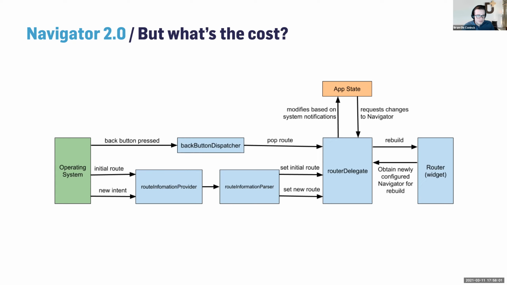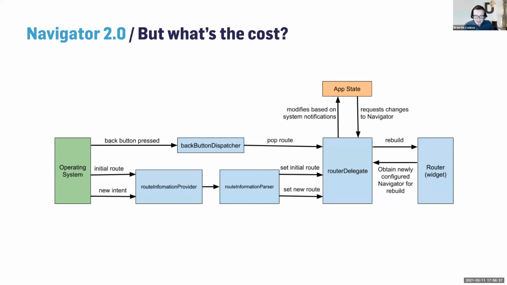The back button dispatcher follows a similar flow. So on the operating system, you press a back button, and the back button dispatcher would just tell the router delegate to pop a route, but the popping itself happens in the router delegate. And then above the router delegate, you see the app state. The app state is basically a list of page objects, and the page is an instance of a screen, you could say. So the router delegate knows about the entire backstack because it contains the list of pages, and it is also able to modify it.